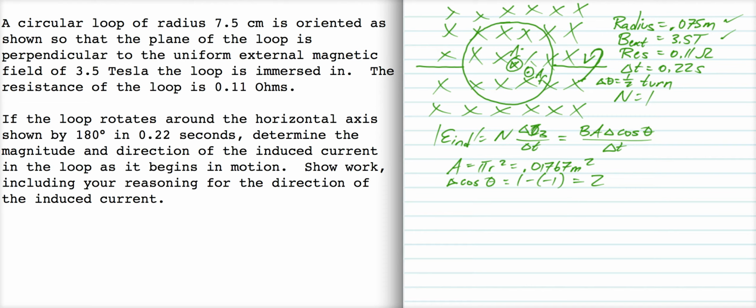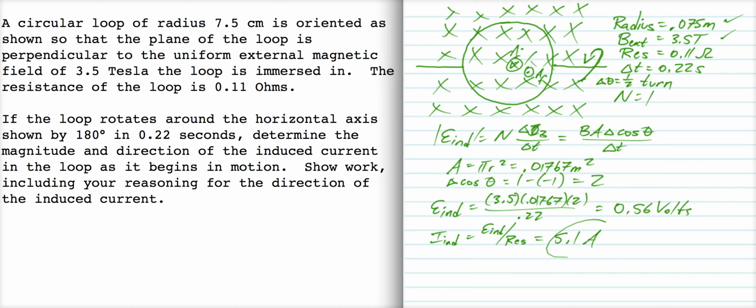All right? And so the induced EMF then is going to be BA delta cosine theta over delta t, which is 0.56 volts. And so the induced current is going to be the induced EMF divided by the resistance, which is 5.1 amperes. I'm writing radius out and I'm writing resistance as RES just so we don't get those capital R's mixed up over here.